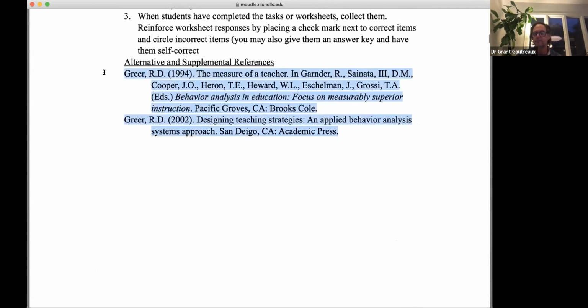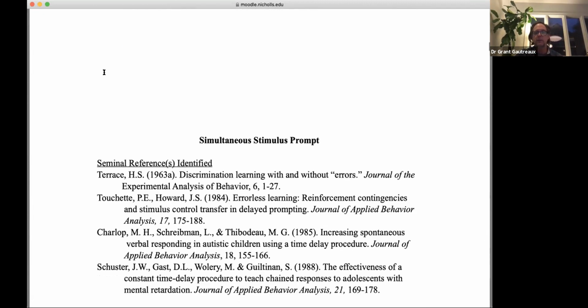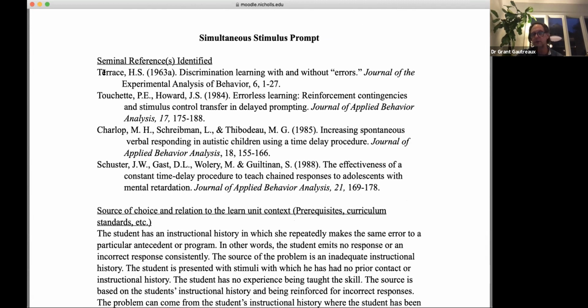All right. So let's look at another one, simultaneous stimulus prompt. Came to be known as errorless learning.